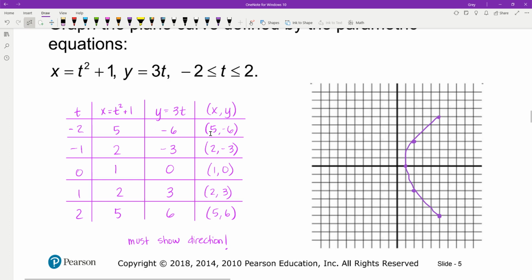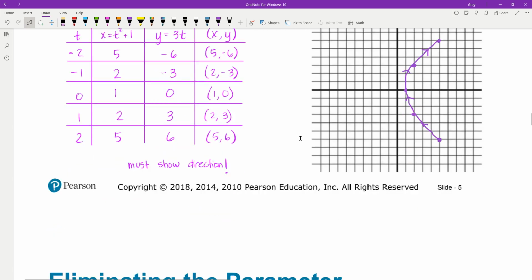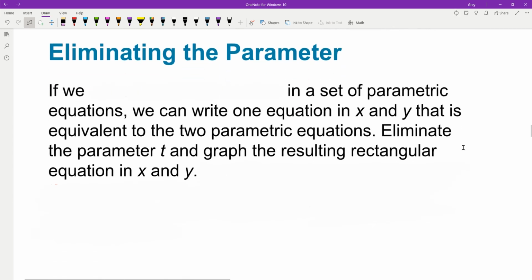And -2 gave me the point 0.5, -6, which was down here. And so this is where I start, and I go this way on my graph. So you will see arrows. Usually when we draw them by hand, we draw more than one. But that gives us an idea of what direction, the path of whatever it is your parametric equations are trying to model. Okay? So next we need to be able to eliminate the parameter.